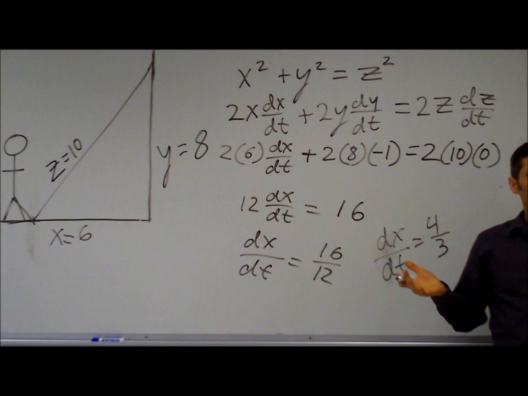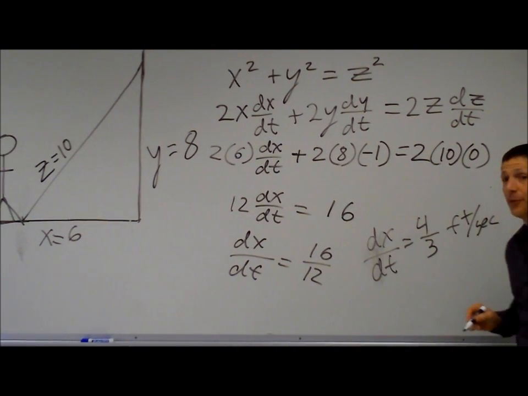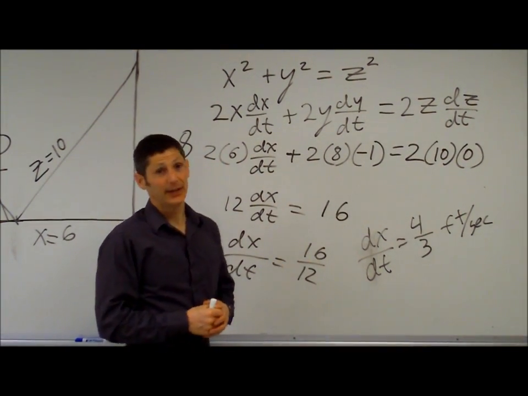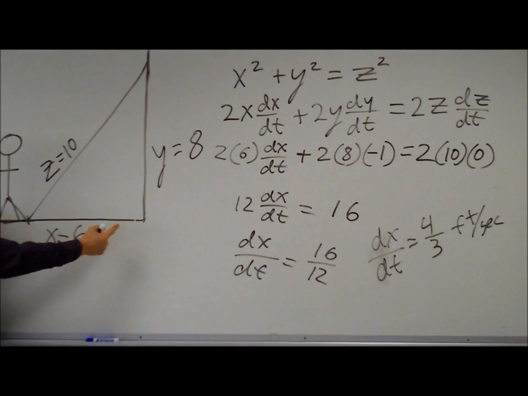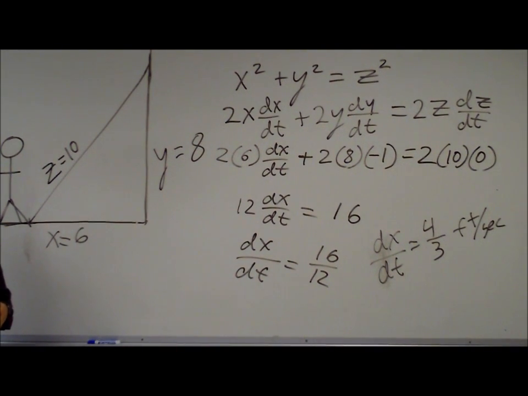4/3. And what are the units of that? That is an excellent question. Feet per second. So 4/3 or 1 1/3 feet per second is how fast the bottom of the ladder is moving when it hits the bar. And there you have it. That's very cool.